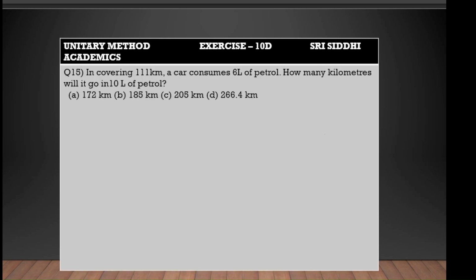Let's do question number 15. Question number 15 says, in covering 111 kilometers, a car consumes 6 liters of petrol. How many kilometers will it go in 10 liters of petrol? So for understanding this kind of question, we need to know 1 liter of petrol, how much distance the car will run, right? So 6 liters of petrol is given to us, makes the car run for 111 kilometers. Now 1 liter of petrol will make the car run for 111 by 6, right?